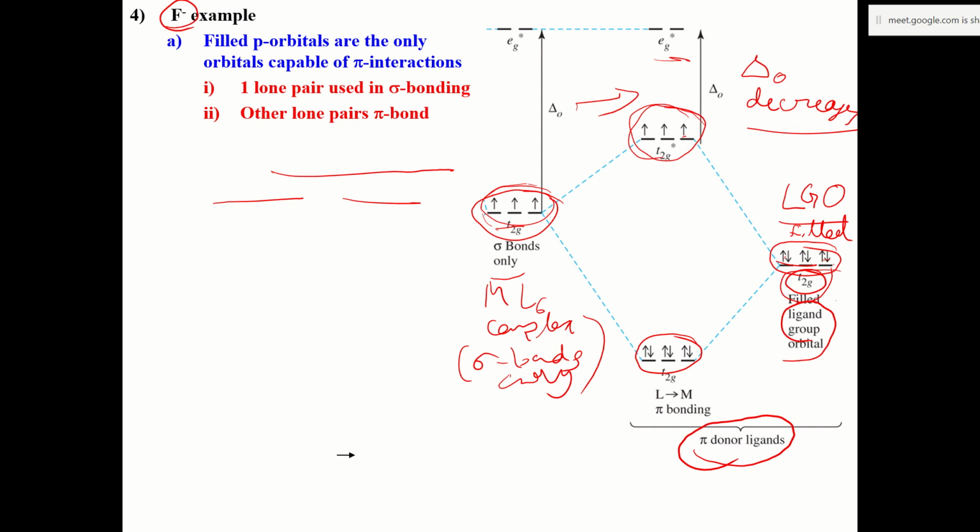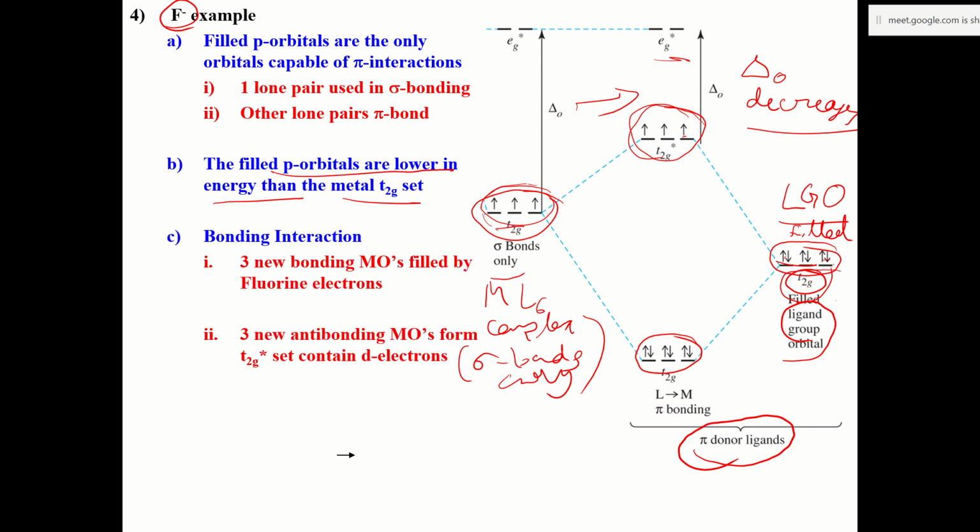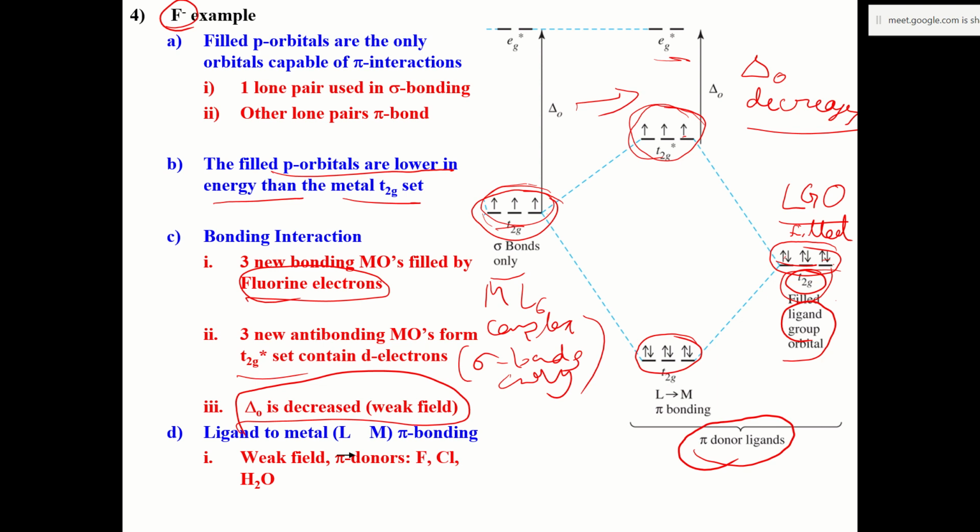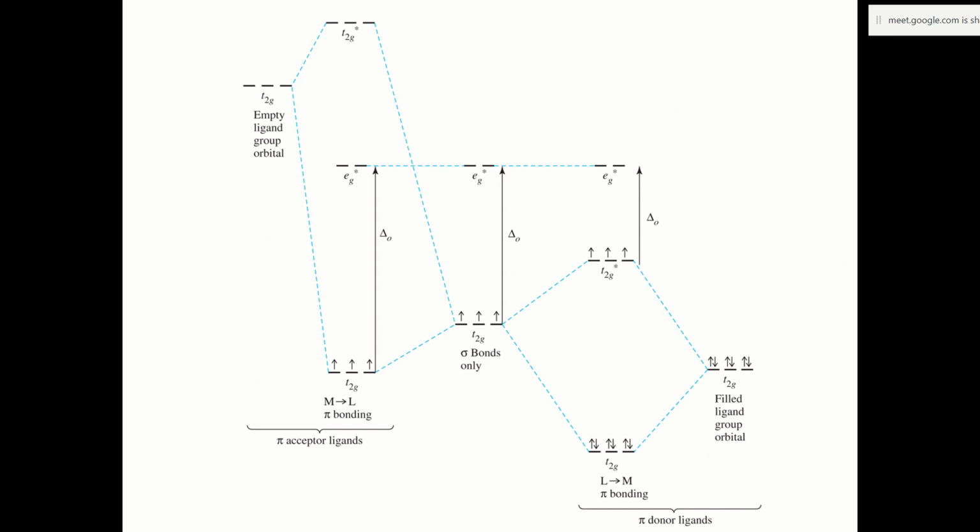So this is how two types of pi bonding situation we have discussed: pi acceptor and pi donor. This one is what we know as pi donor, which is with fluorine. This kind of situation is encountered, and delta naught is decreased. So unexpectedly F minus gives a much smaller delta naught value, and this is ligand to metal pi bonding, a ligand to metal donor. So F, Cl, H2O, these are weak field ligands due to this reason. Both situations are combined into one, which is shown over here.